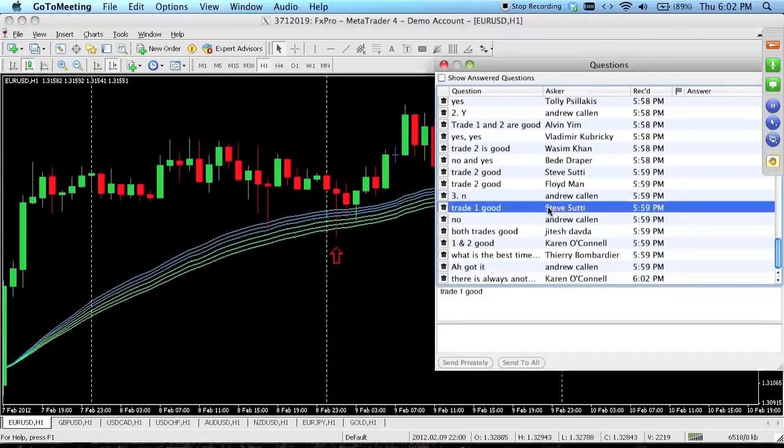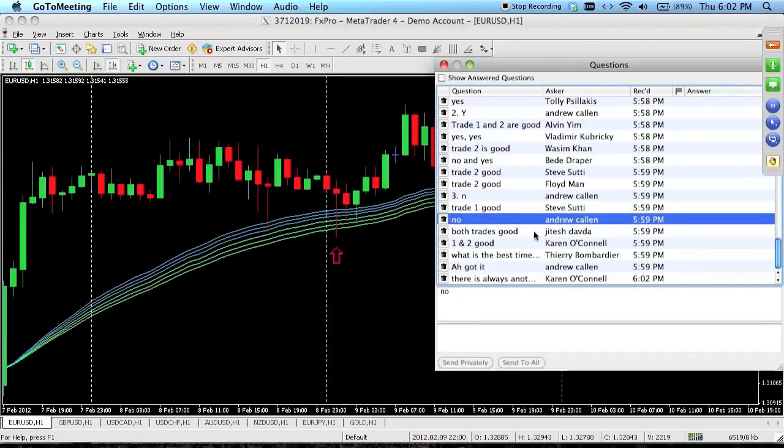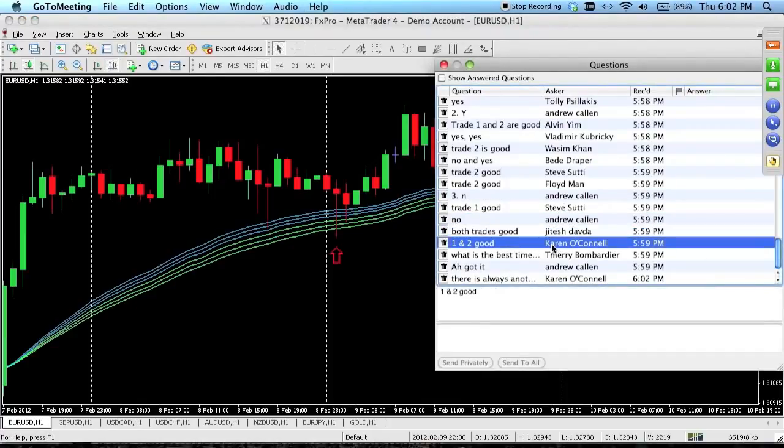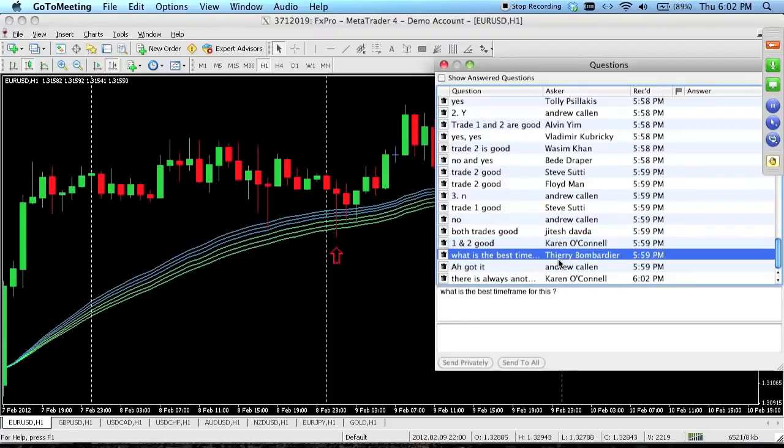So Steve, trade one is good. Andrew, Cullen, Jitesh, both trades are good. Now Karen's understanding, one and two is good. What is the best time frame for this? I personally prefer 1 hour. It gives me enough time to fool around and do whatever I want and come back and look at it only once an hour. But for those of you who are really aggressive and like to really stay on the market, 15 minutes is also good. A little bit choppy. Just watch the news, stay away from the news. Otherwise, if you want to ask me my personal preference, stick to 1 hour.